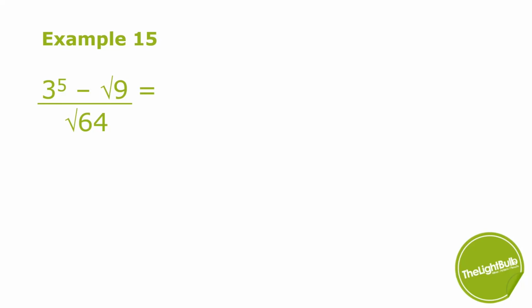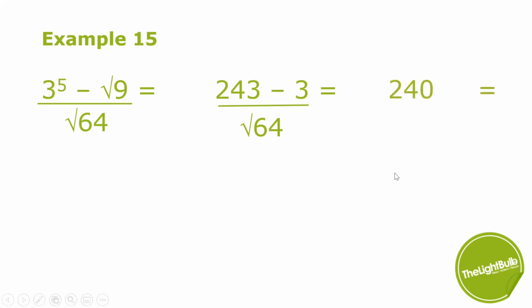Okay, so 3 to the power of 5 minus square root of 9. So 3 to the power of 5 is 243, minus the square root of 9, which is 3. And then we write that over the square root of 64. So 243 minus 3 is 240. And that is again written over the square root of 64, whatever that is at this stage.